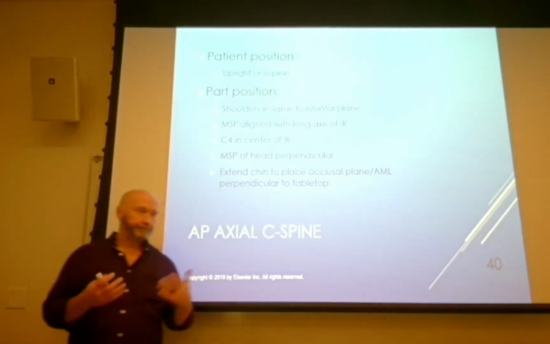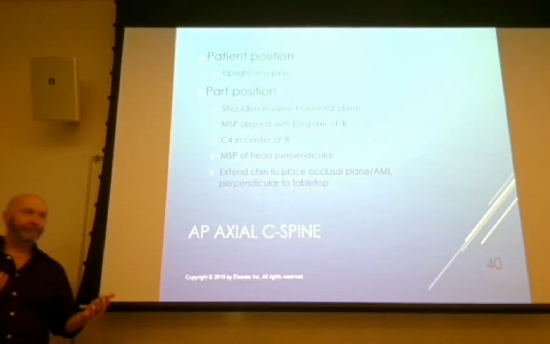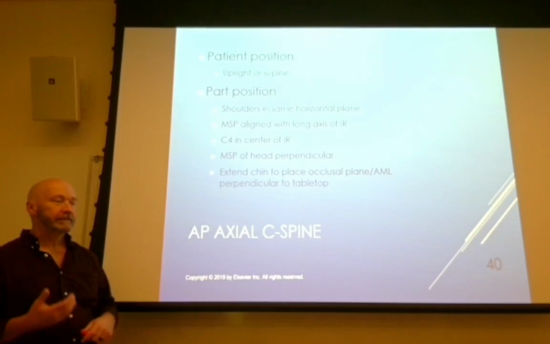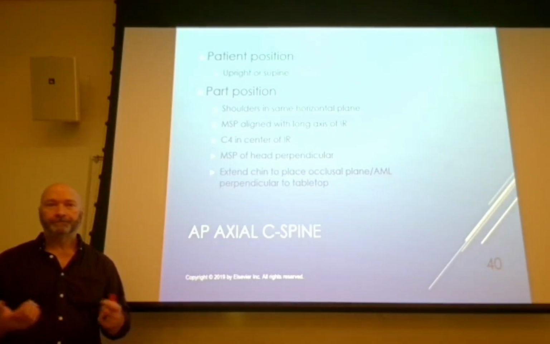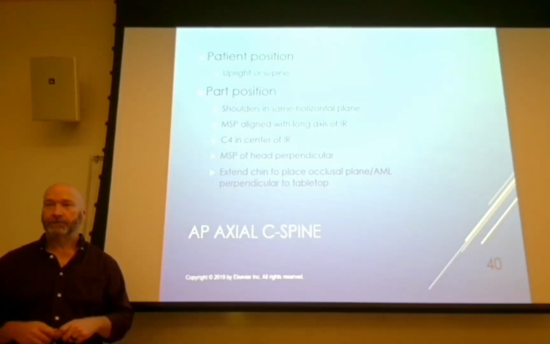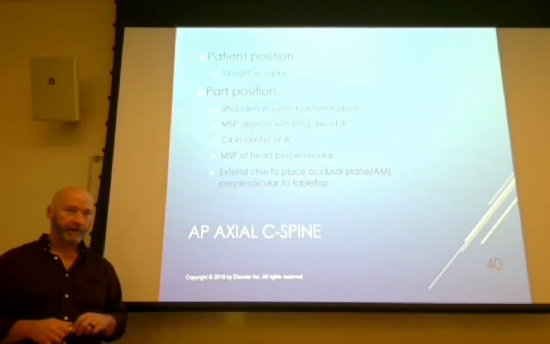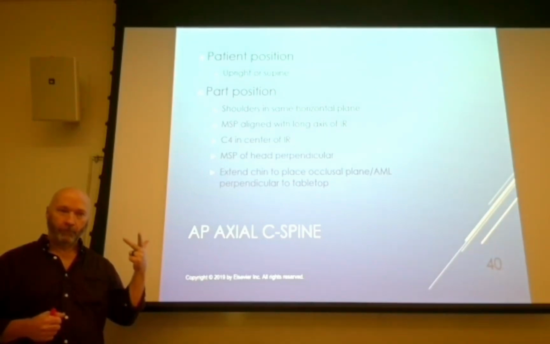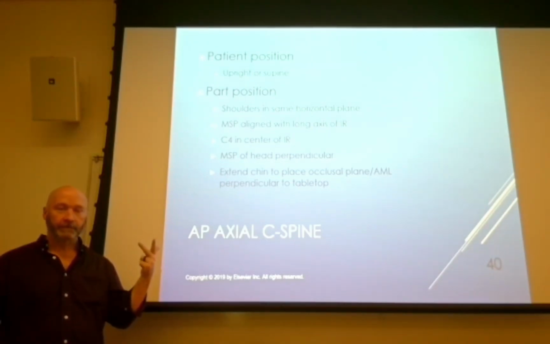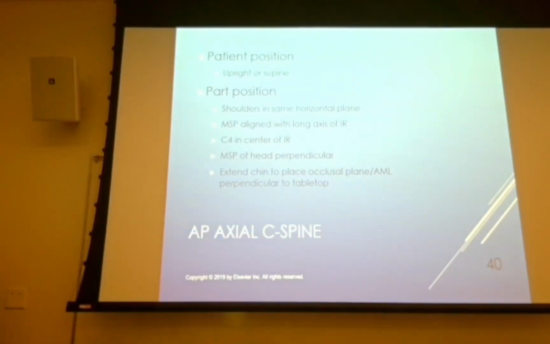Also, it's going to be at C4. This follows the same rule we talked about before, and that is where you put your central ray. Anything that we're shooting, where do you put your central ray? Middle of the anatomy, right? So how many vertebrae do you have? You've got 7 cervical vertebrae, right? So 1, 2, 3, 4, 5, 6, 7, right in the middle. So it's going to be right around the thyroid cartilage where you're going to direct your central ray.